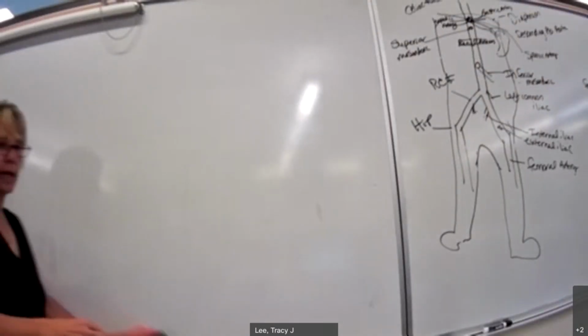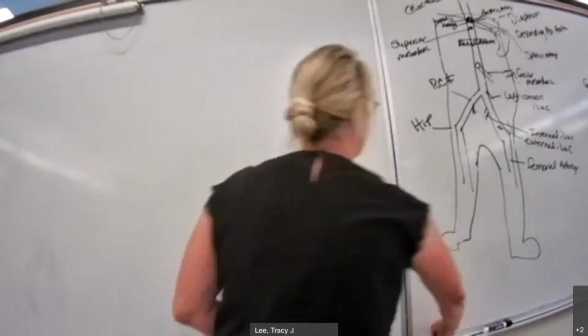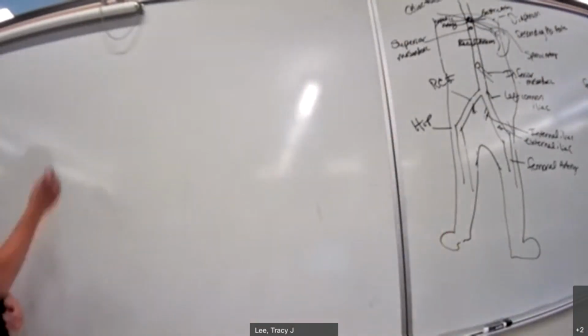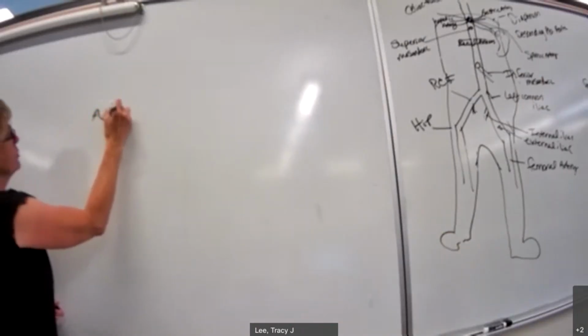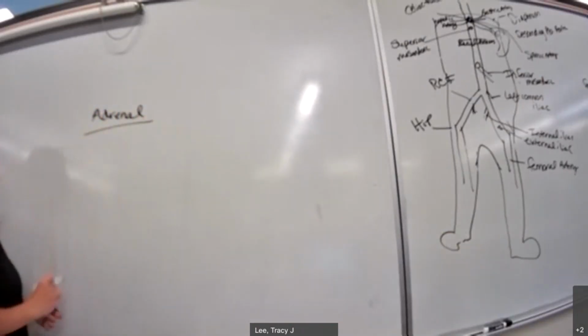All right, let's do adrenal gland. Do you want me to draw them or should we just work on acronyms? Let's just work on acronyms. Adrenal gland, what's my layers to my cortex?